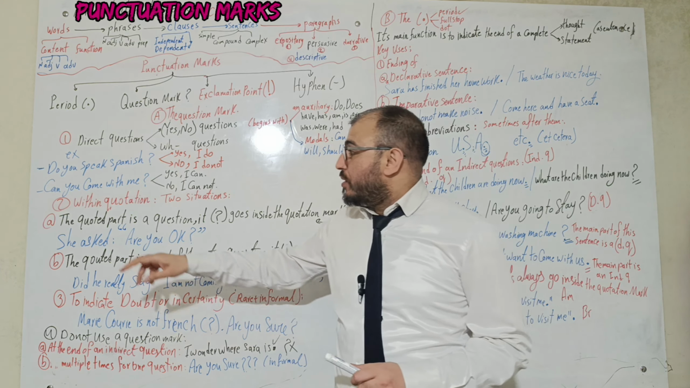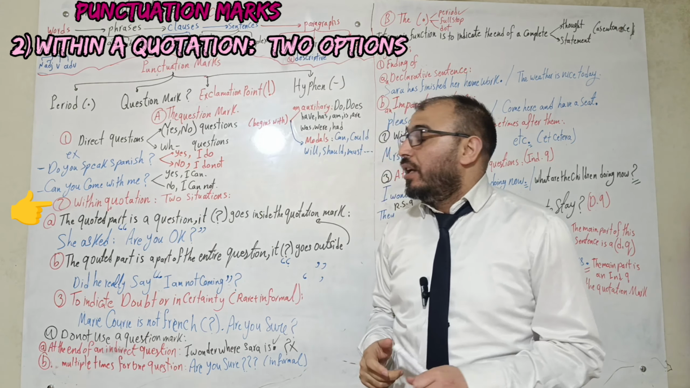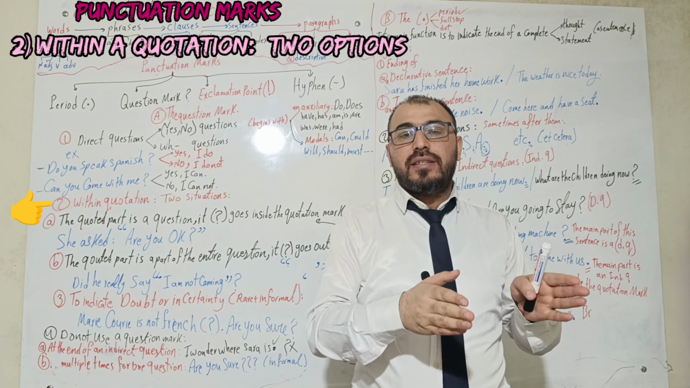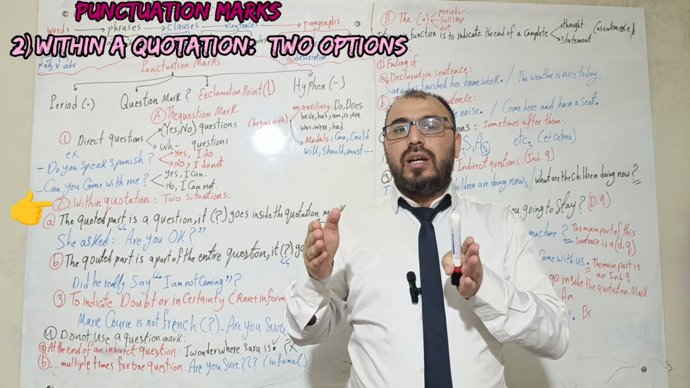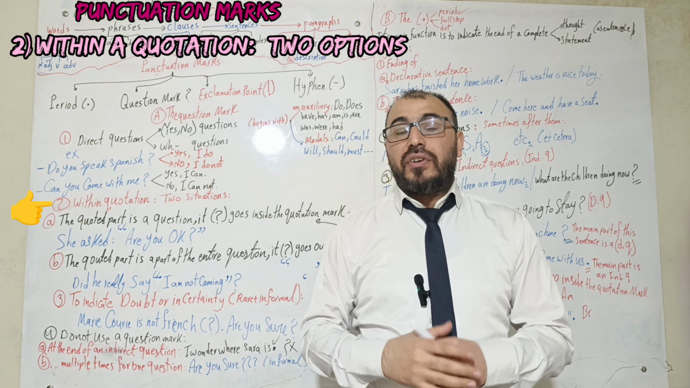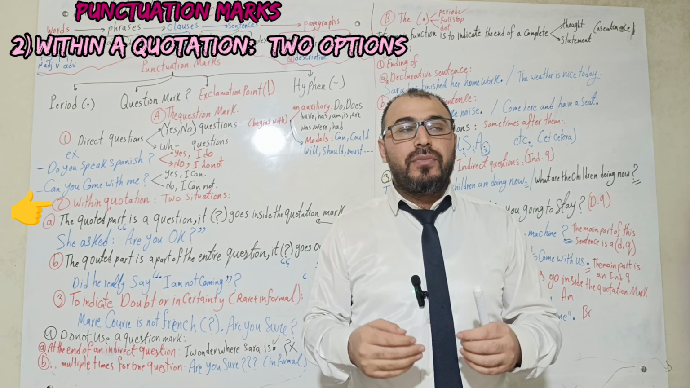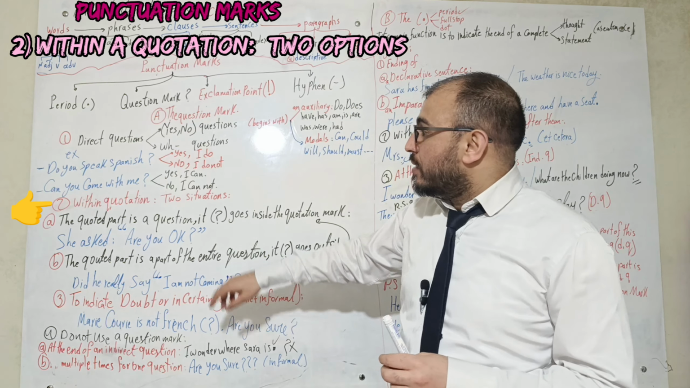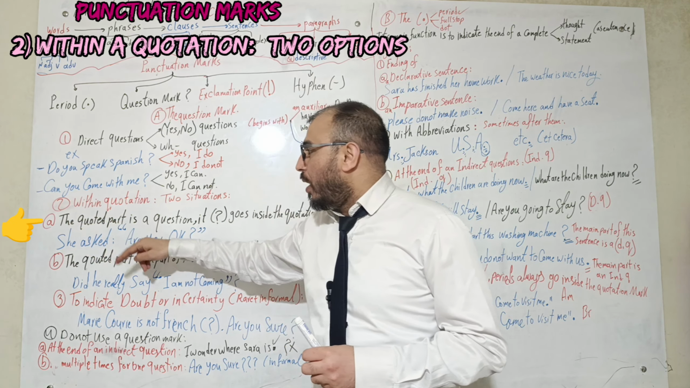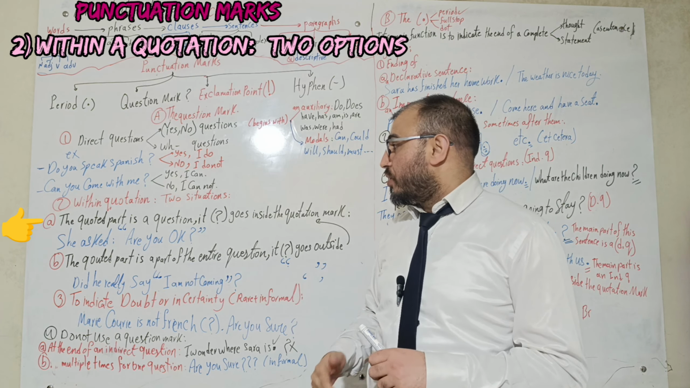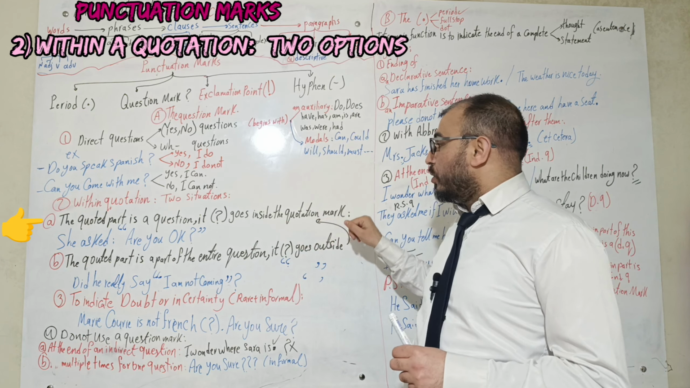Well, the second use of a question mark is to be used within a quotation. And a quotation, my friends, is when you report what someone else said. Generally, a quotation is when you report someone famous, for example, like Shakespeare, a famous politician, a famous athlete, or a famous actor. So in here, my friends, within a quotation, we have two situations. The first one, when the quoted part is a whole question. In here, my friend, the question mark goes inside the quotation mark.